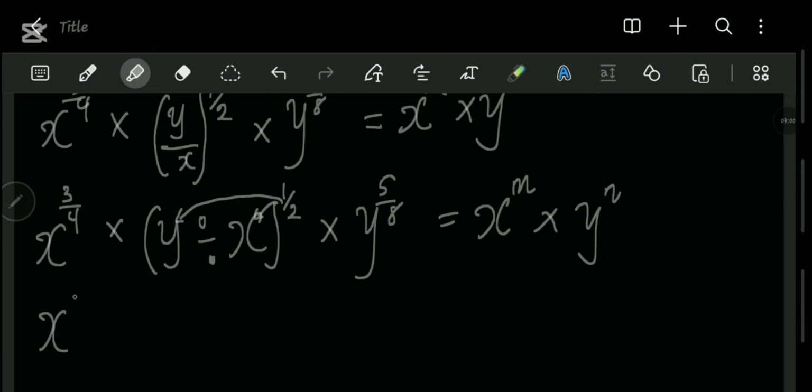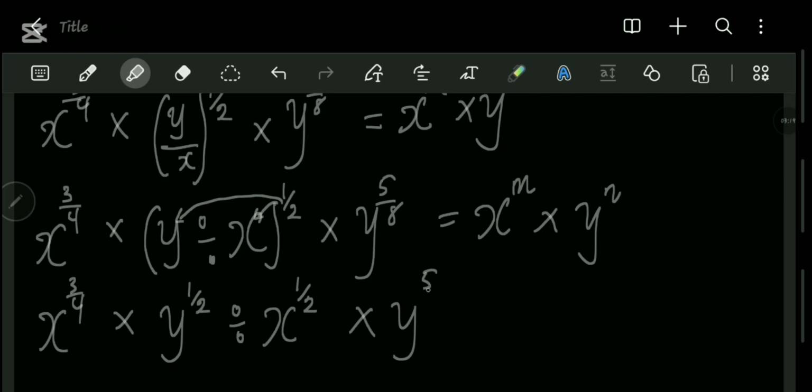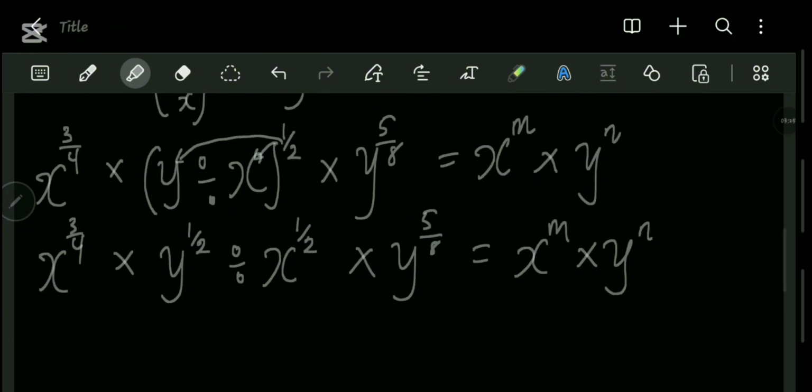So I'm having x raised to 3 over 4 multiplied by y raised to 1 over 2 divided by x raised to 1 over 2. Are you seeing that? This 1 over 2, I distributed it for everything inside the bracket. Then multiplied by y raised to 5 over 8. And that's equal to x raised to m times y raised to n.